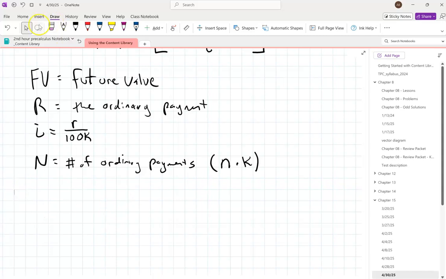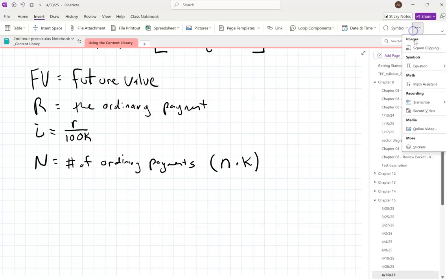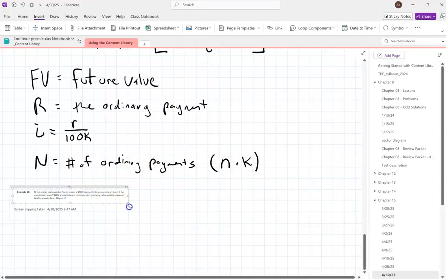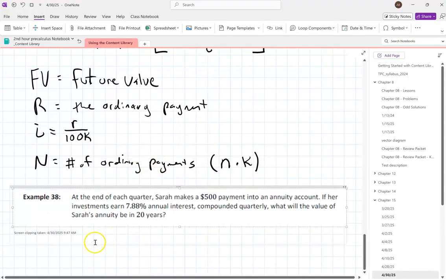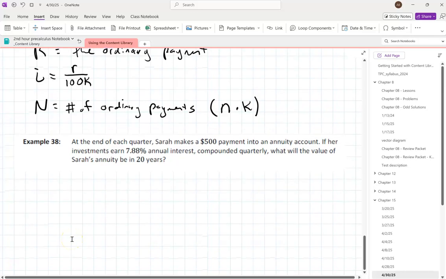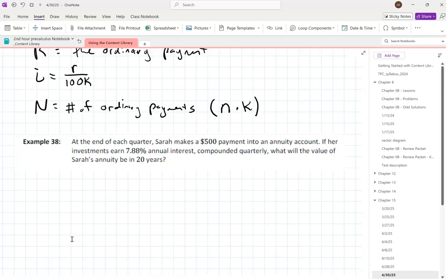So let's do an example here. At the end of each quarter, Sarah makes a $500 payment into an annuity account. If her investment earns 7.88% annual interest, compounded quarterly, what will the value of Sarah's annuity be in 20 years?